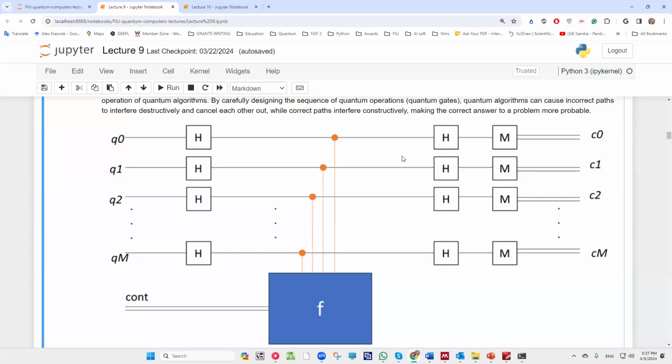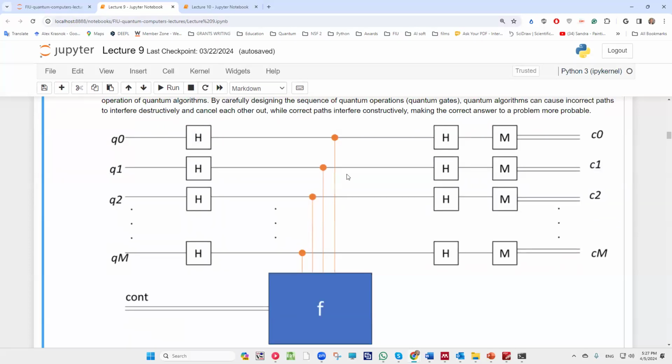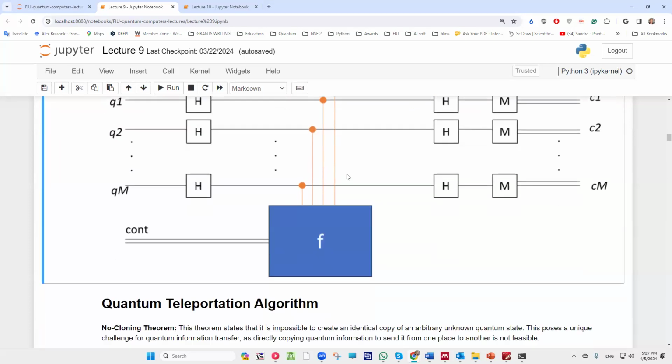So this picture has a similarity to wave physics, because wave physics is all about interference. And a quantum computer is also almost all about quantum interference and the way we manage the quantum interference. The way we manage the quantum interference is exactly how a quantum algorithm works.